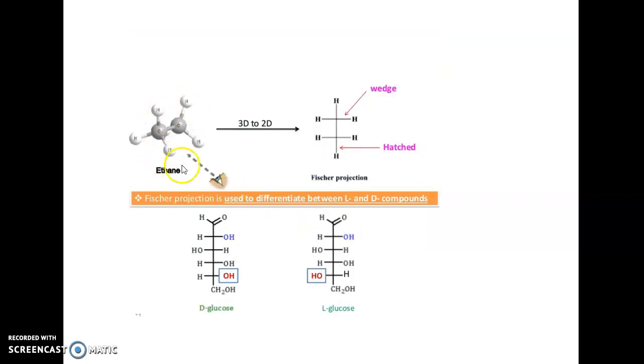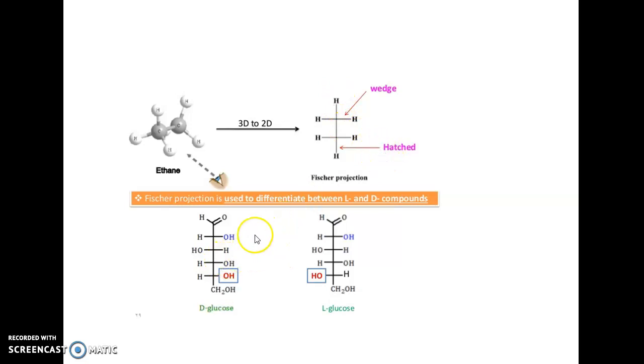So this is ethane. This is the three-dimensional view of the molecule which can be given in a two-dimensional way. You can see this is the horizontal line, shown by the wedge, and this is the vertical line, shown by the hash. So this is how you can represent the Fischer projection for the ethane molecule. Two chiral carbon atoms are there. Two horizontal bonds are shown in the front, one vertical bond is shown at the back, by the hatched structure.